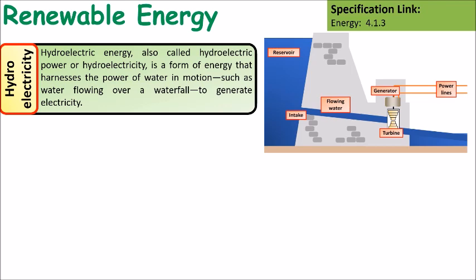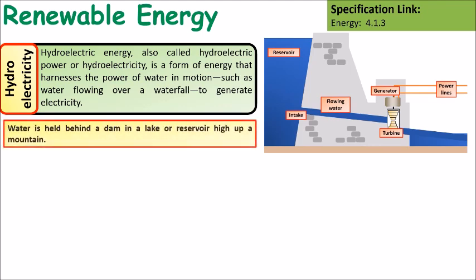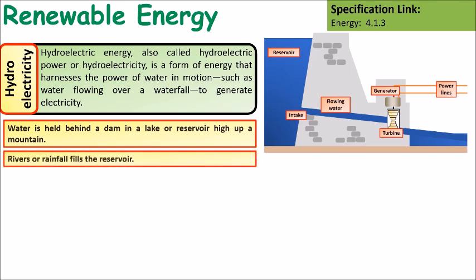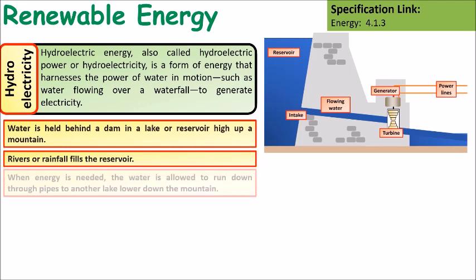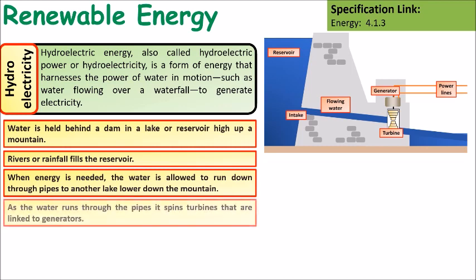Hydroelectricity has been used for a very long time and relies on moving water spinning a turbine which spins a generator. So water is held behind a dam in a lake or a reservoir high up. The rivers or rainfall fill that reservoir. When energy is needed, the water is allowed to run downstream through a series of pipes. As the water runs through the pipes, it spins turbines that link to generators.